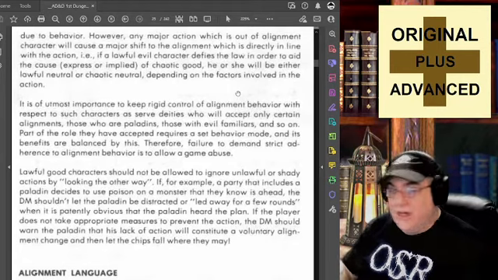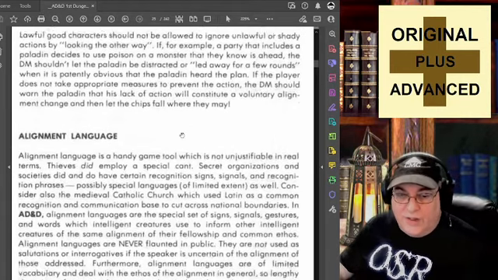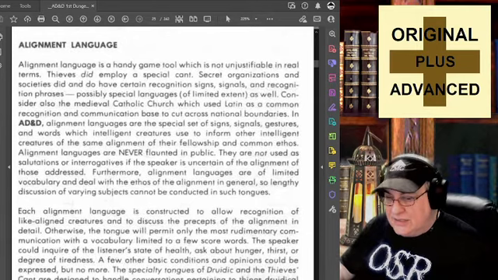Anyway, we'll move on. We're going to check out alignment language. This is not something that I utilize in my own games because I find it to be a little.